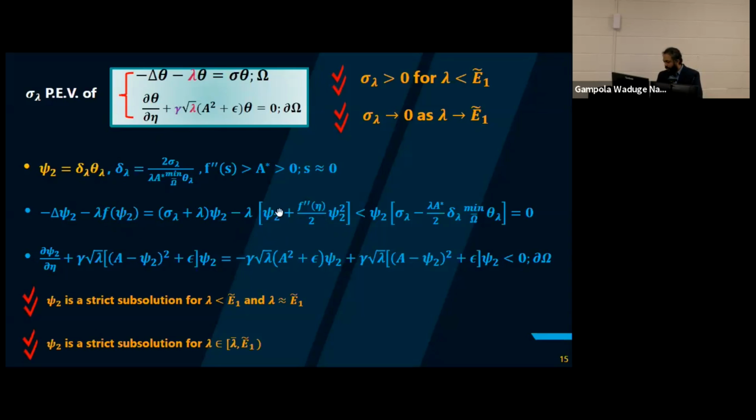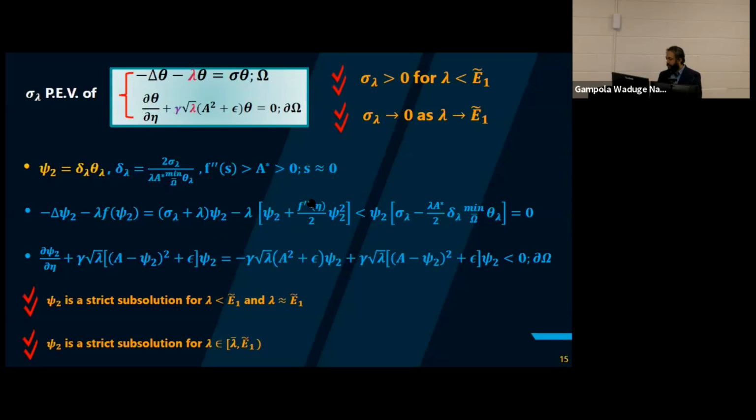Okay, and notice that if you choose your lambda close to E1 tilde, this delta lambda is going to be a very small number because sigma lambda approaches 0 as lambda goes to E1 tilde. So that means your psi2 is going to be small if you choose your lambda close to E1 tilde. So that means we can apply Taylor's theorem when lambda is close to E1 tilde. And now we can replace this f double prime eta by A star. By the way, this eta is a number between 0 and psi2.